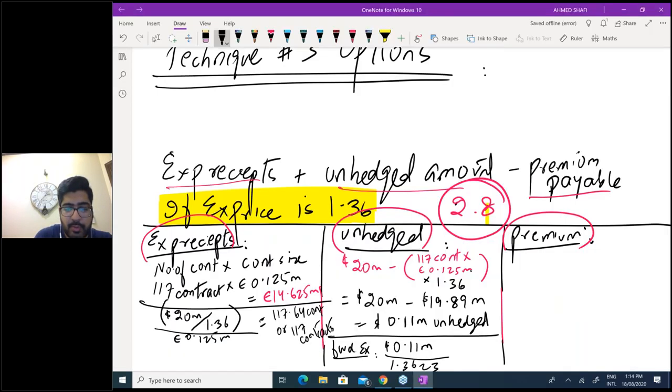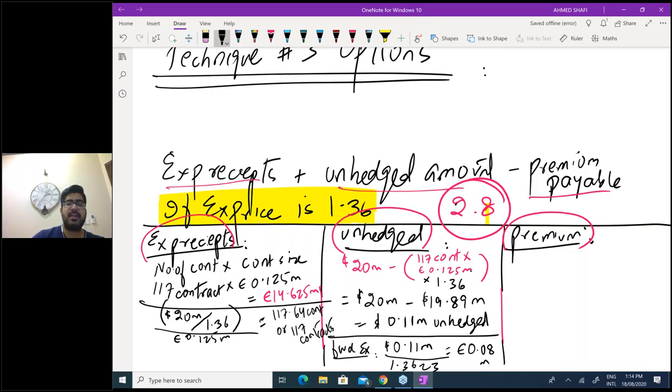Receipt means selling 1.3623. This makes it euro. $0.08 million. Okay, because this has to be hedged through forward exchange contract, the unhedged amount. No other technique hedges it.